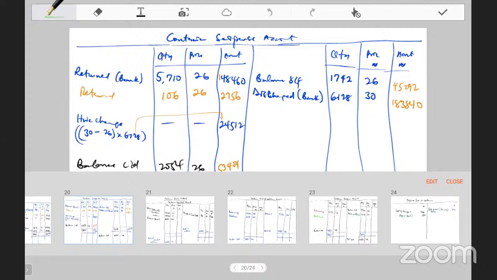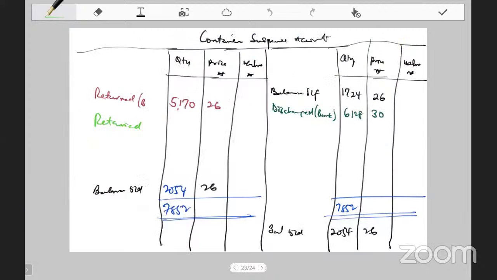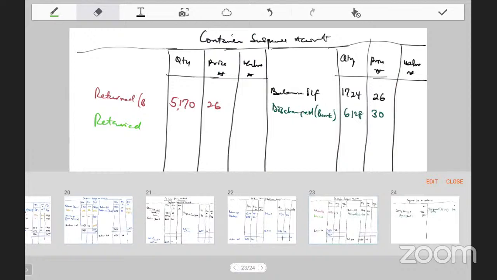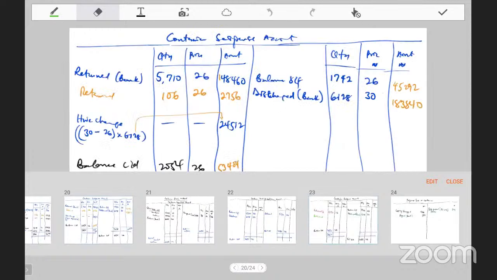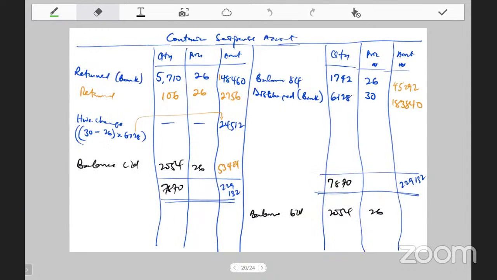1742. So let's go back. 1742 plus 6128. What did you get? 7,852. Are you sure? Yeah. I need your help, because this is the same thing I'm repeating now.